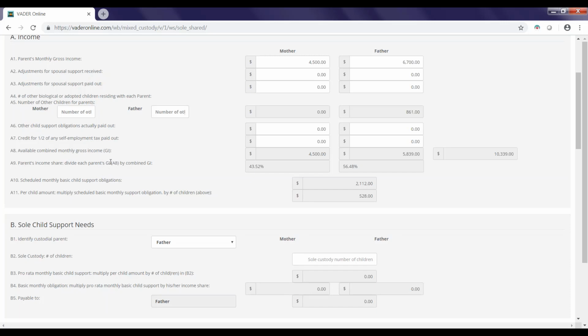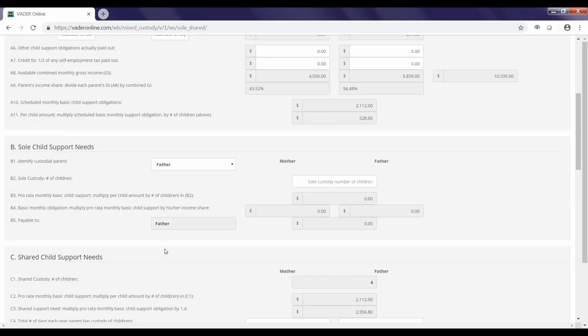We come down to line A9. This tells us each parent's income share. Mom is earning 43.5%, basically, percent of the income. Dad is earning 56.5%. And the basic child support obligation for 4 children under that scenario is $2,112. Now, what VADER will do is it divides that number by the total number of children involved in this particular case. So $2,112 per month divided by 4 is $528 per child, and that will become important later.